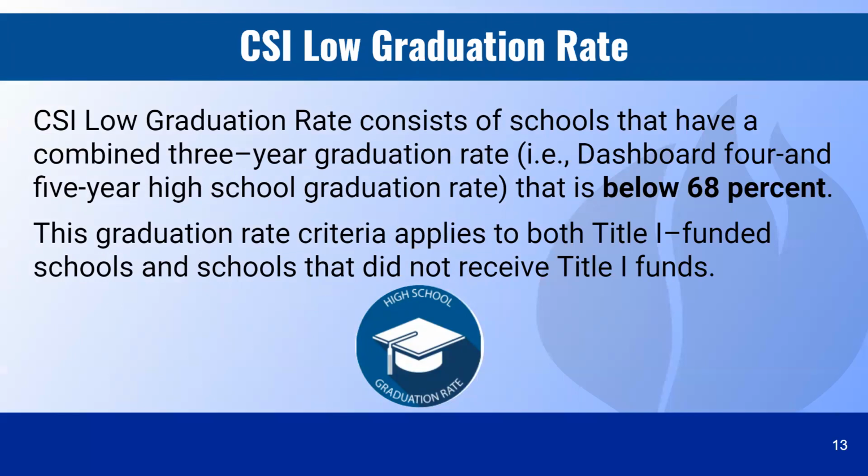CSI low graduation rate consists of schools that have a combined 3-year graduation rate that is below 68%. This is based on dashboard graduation rate, which is a 4- and 5-year graduation rate. This differs from the adjusted cohort graduation rate that is published on DataQuest each year. The CSI graduation rate criteria applies to both Title I funded schools and schools that did not receive Title I funds. Schools must have graduation rate data for 2020, 2021, and 2022 to be eligible for support in this category.